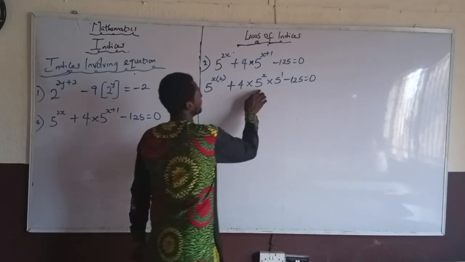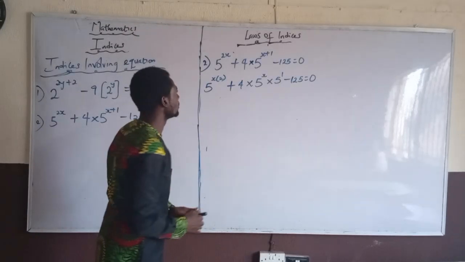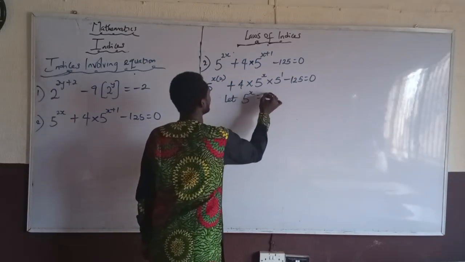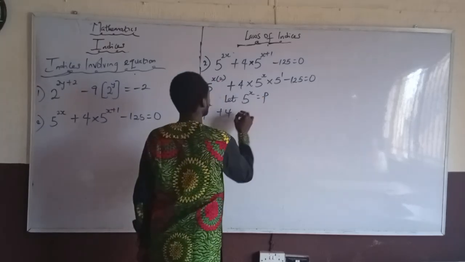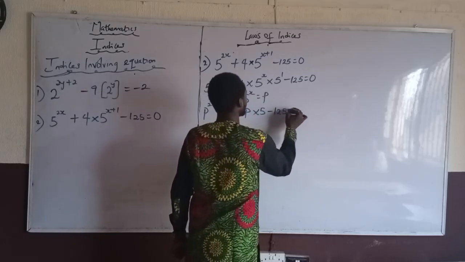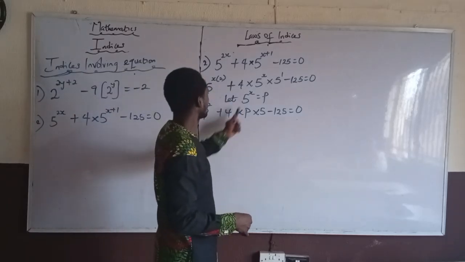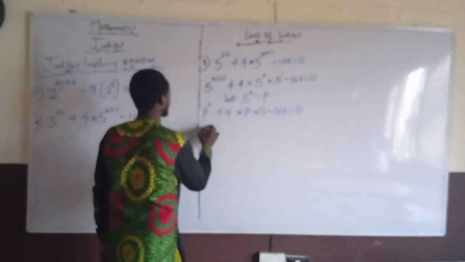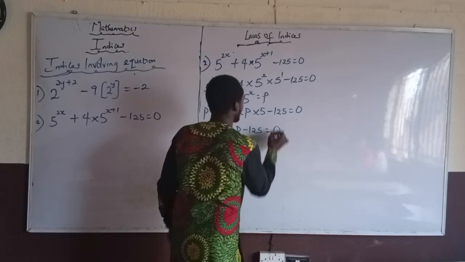Don't forget, when you have two numbers with the same base, you pick one and add the power. So I separated them. So here I will say let 5 raised power x equals p. Here becomes p squared plus 4 times p times 5 minus 125 equals 0. Here is p raised power, that is p squared. Here is 4. 5 raised power x is p. 5 raised power 1 is 5 minus 125 equals 0. So here becomes p squared plus 20p minus 125 equals 0.